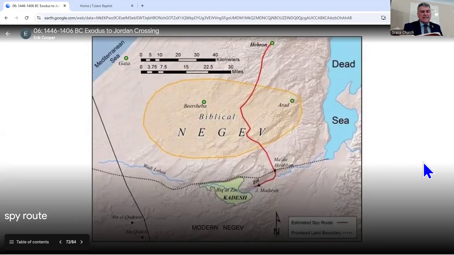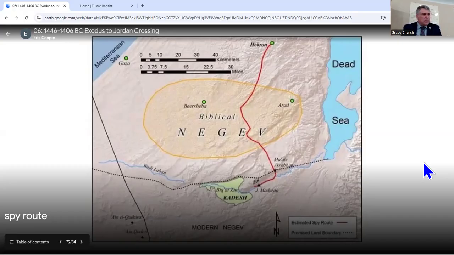Verse 30, then Caleb quieted the people before Moses and said, we should by all means go up and take possession of it, for we will certainly prevail over it. But the men who had gone up with him said, we are not able to go up against the people because they are too strong for us. So they brought a bad report of the land which they had spied out to the sons of Israel, saying, the land through which we have gone to spy out is a land that devours its inhabitants. And all the people whom we saw in it are people of great stature. We also saw the Nephilim there. The sons of Anak are part of the Nephilim. And we were like grasshoppers in our own sight, and so were we in their sight. Wow.